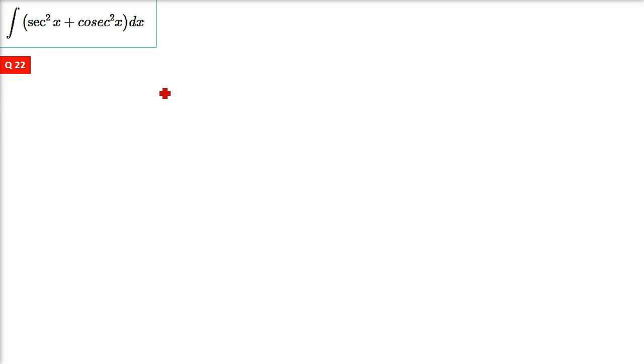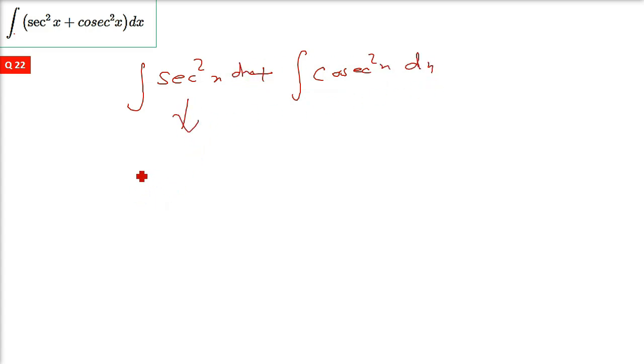And this is a very straightforward question, because sec square x and cosec square x have direct integral values. So just separate them out, sec square x dx here and cosec square x dx here. Integration of sec square x is directly tan x, because tan x differentiation is sec square x. Similarly, for cosec square x, the integration is minus cot x.